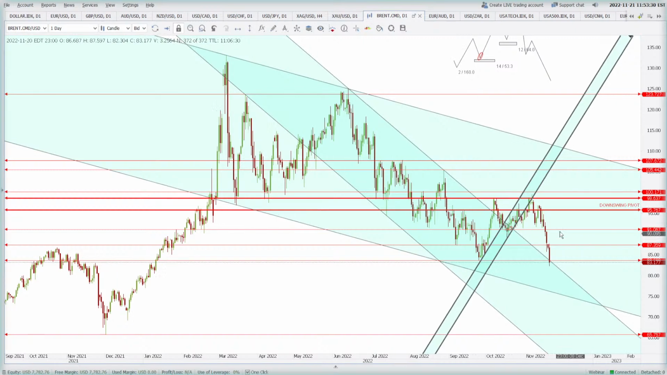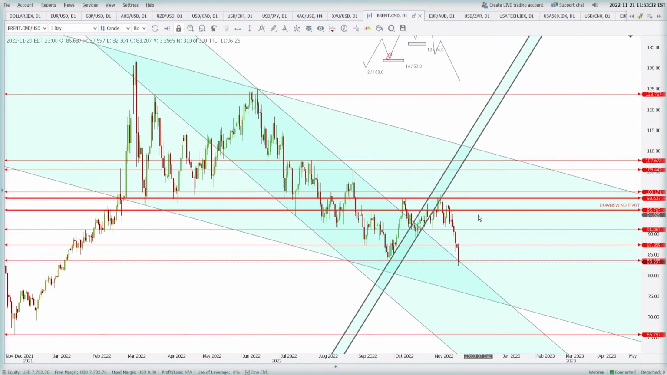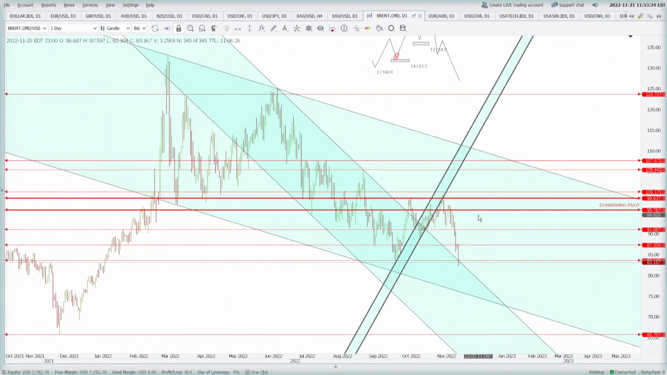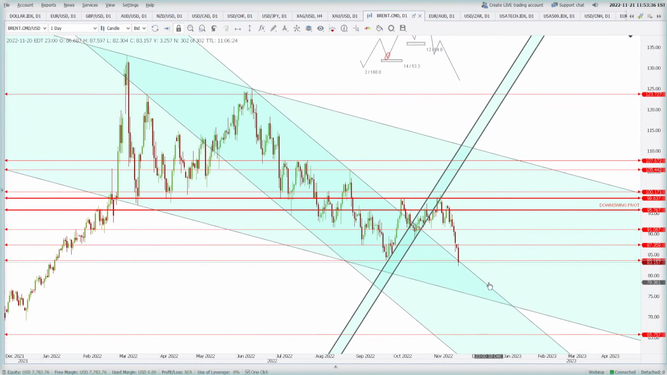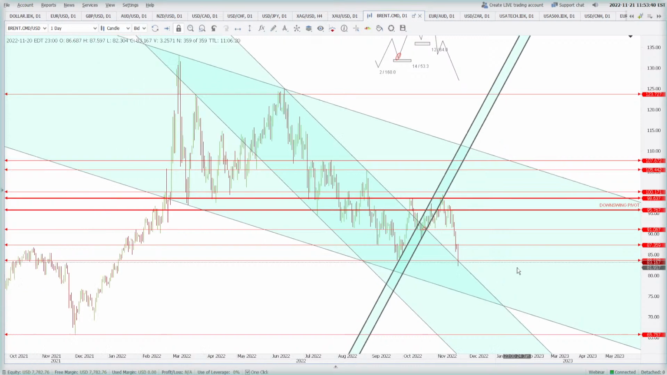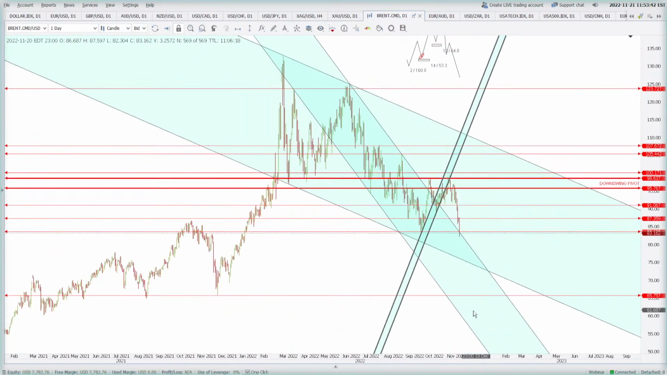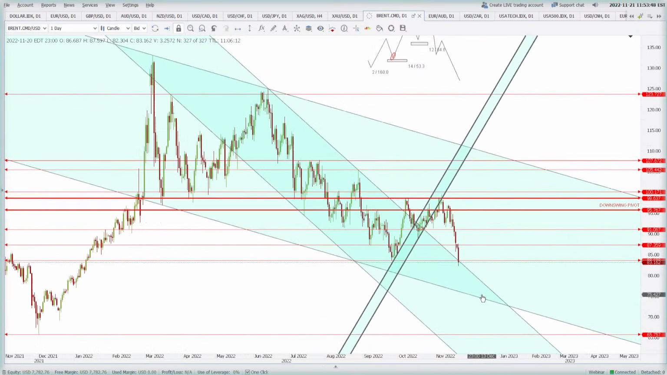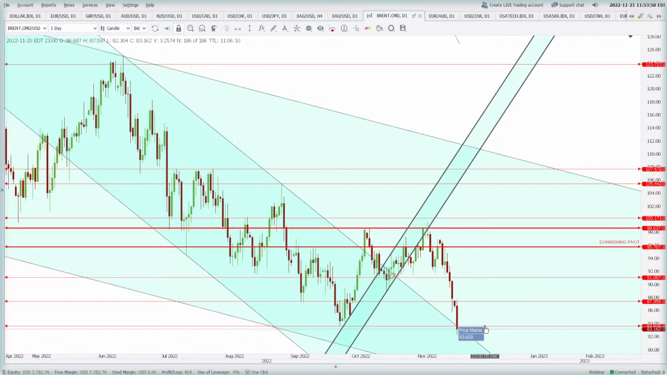Brent is losing value because of the higher OPEC produce. But yes, we need a closing on the daily below 83.60, because below 83.60 will open up the way for 65.75. This will be a long-term sell for the oil in case we see today a close below 83.60.